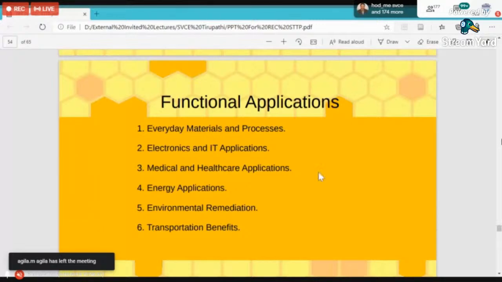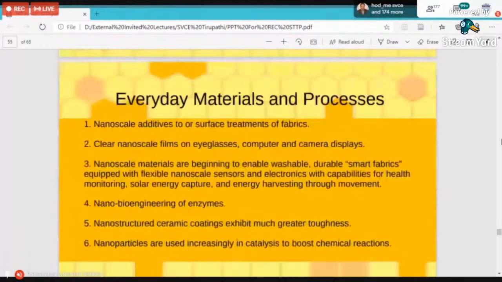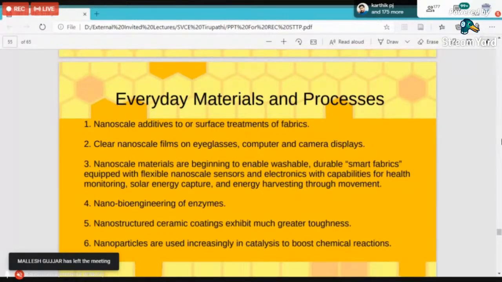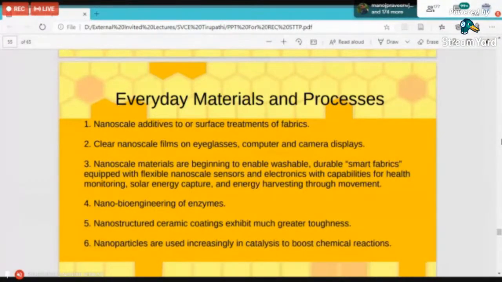Now let us see very extensively everyday materials and processes. What do you mean by this? Nanoscale additives or surface treatments of a fabric. Suppose we are using a normal fabric, you cannot use it continuously for 6 months, that will tear off. Then if you are using a nanoscale additive infused, surface treated fabric, it won't lose its quality. That is called additive surface treated fabrics.